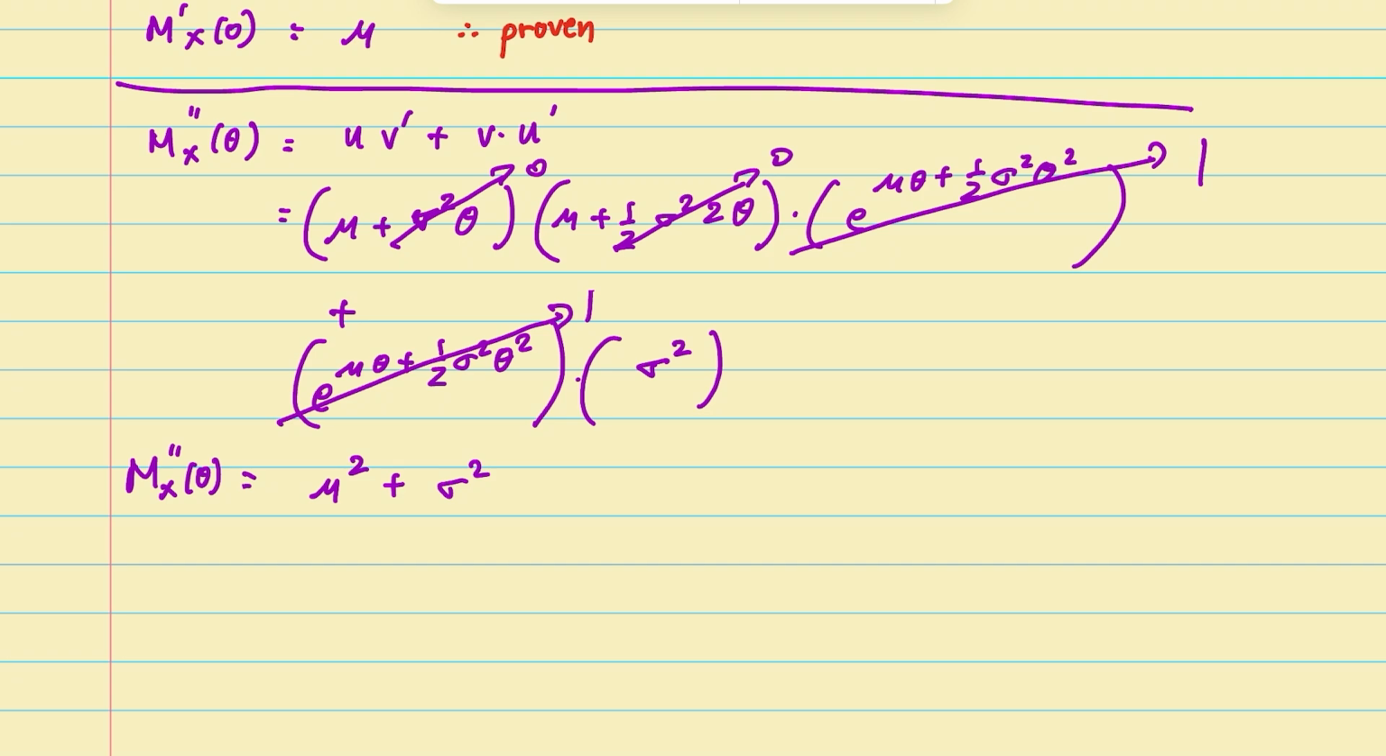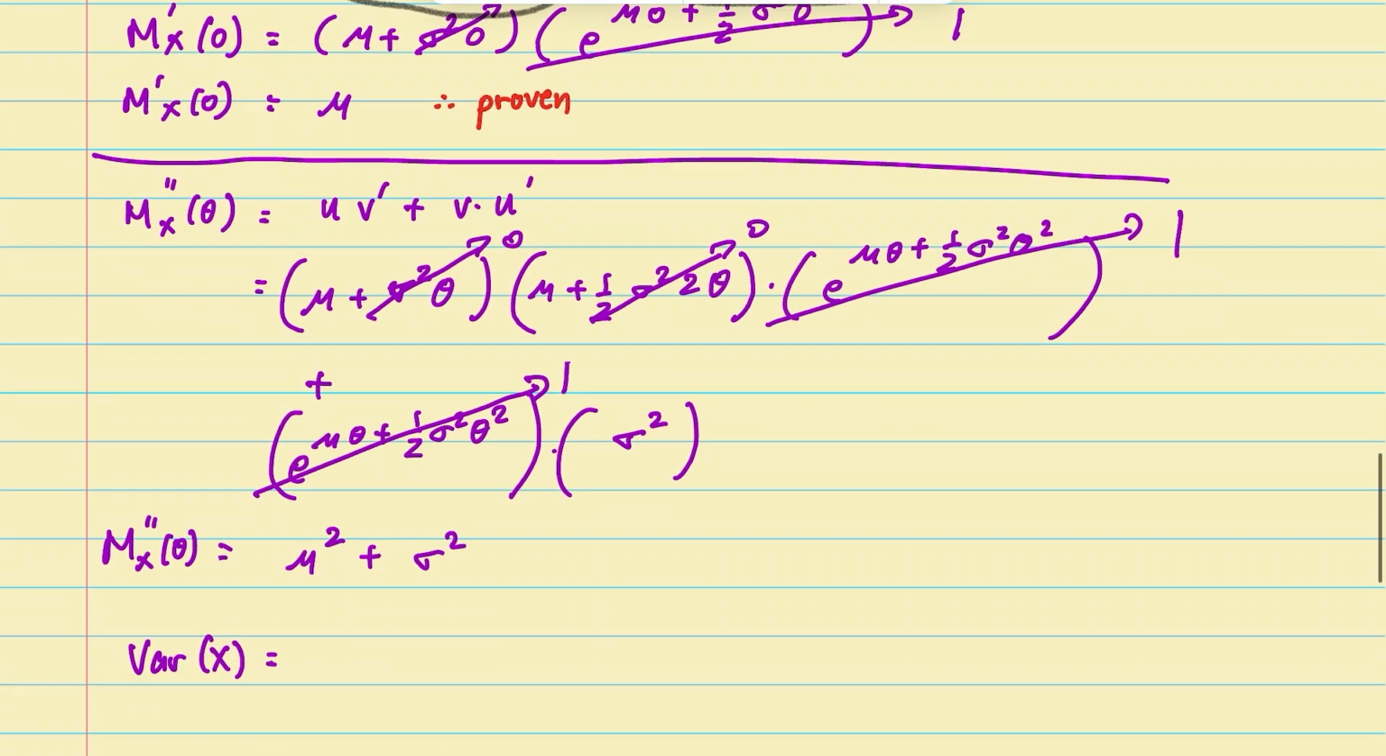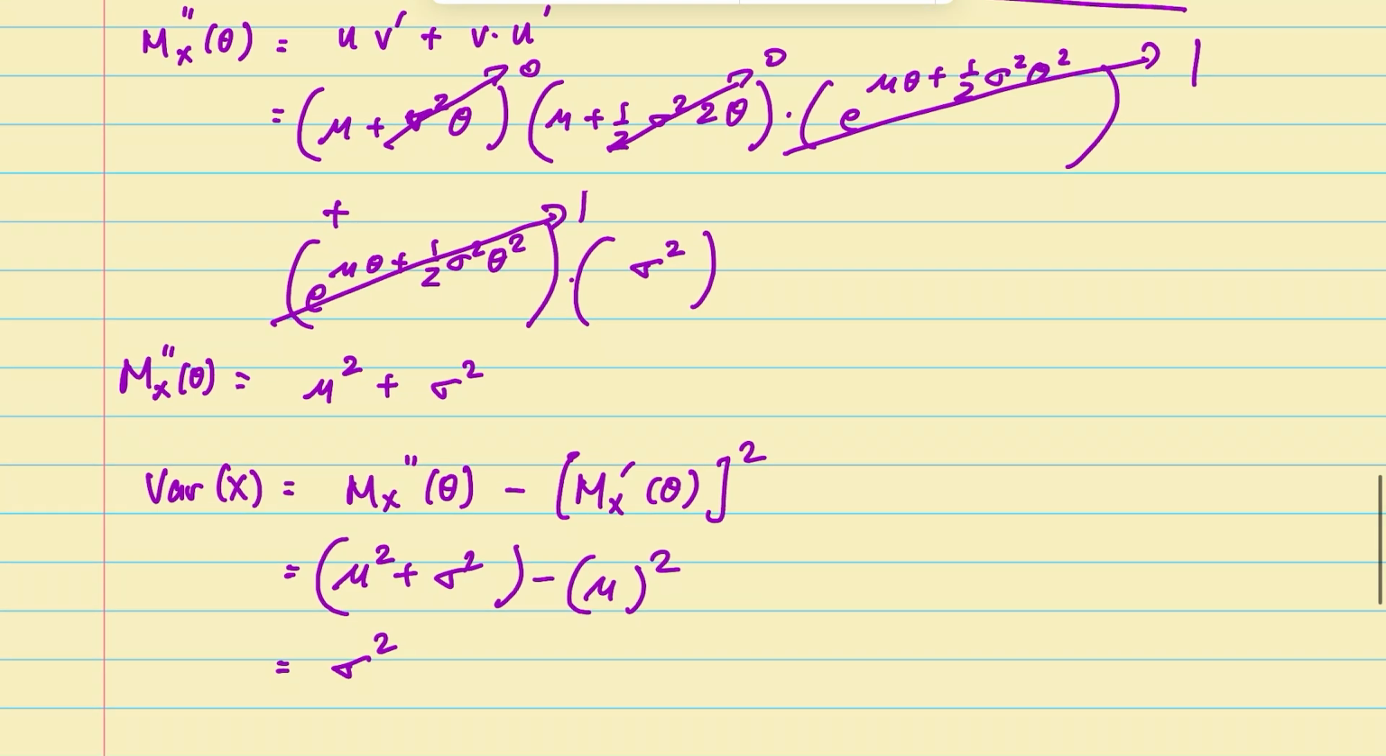But we're not done yet, because the variance of X is what we wrote here just now. It is the second derivative of the MGF minus the first derivative of the MGF squared. Mu squared plus sigma squared minus mu squared, so we get sigma squared. So now we have proven that the variance is sigma squared. So that's all for question number 3.